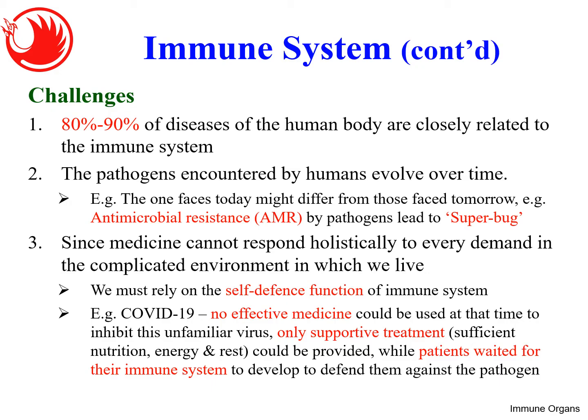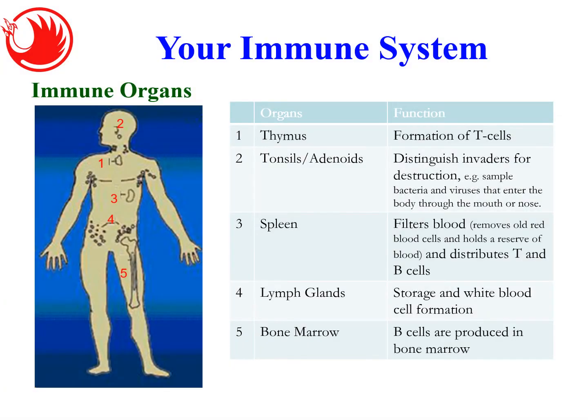What are the immune organs responsible for the immune system? Thymus. Where is the thymus? It's in front of your chest. Thymus is the formation site of T cells. Tonsil, we know, is in the upper part of the throat. A lot of people thought that tonsils are of no use, and since they always cause pain for some people, they can just be cut away. But tonsil is important because it distinguishes invaders for destruction.